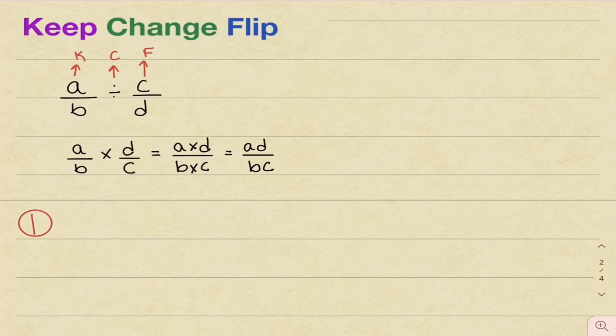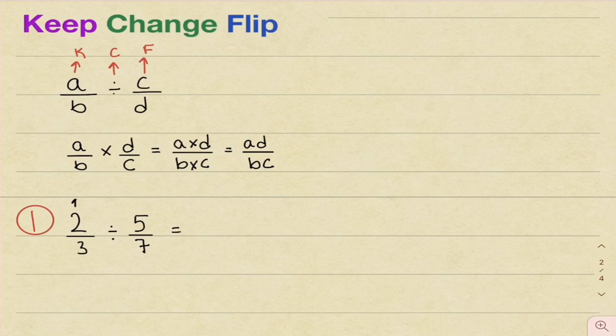Example 1, 2 over 3 divided by 5 over 7. So what I'm going to do is I'm going to keep this fraction the same. I'm going to change the division into multiplication, and I'm going to flip this fraction. So keep 2 over 3 as it is, change division into multiplication, and flip 5 over 7, which is 7 over 5.